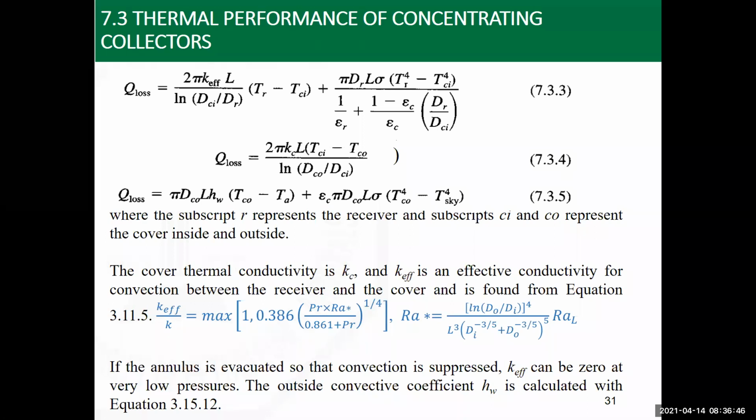Back to equation 7.33, the K effective that we have here is basically taking care of conduction and convection, so that the K effective can be given here. This equation is obtained from chapter 3, and it is the maximum value between 1 and this expression that has the Rayleigh number, which takes care of natural convection. And this is the modified Rayleigh number, which is used for this equation.